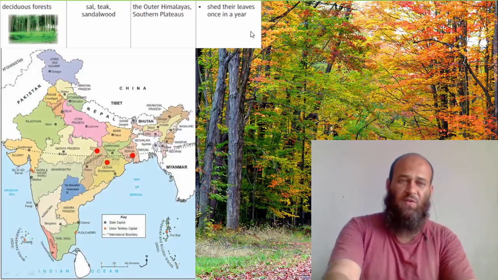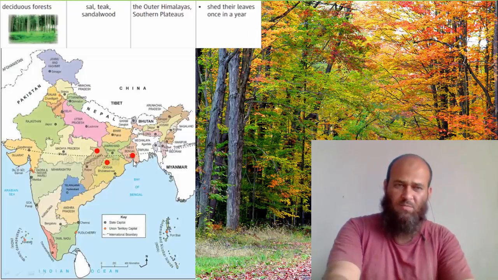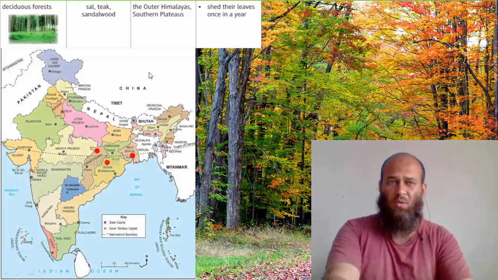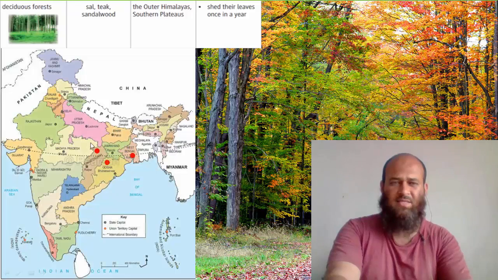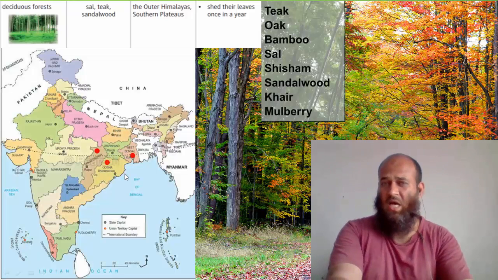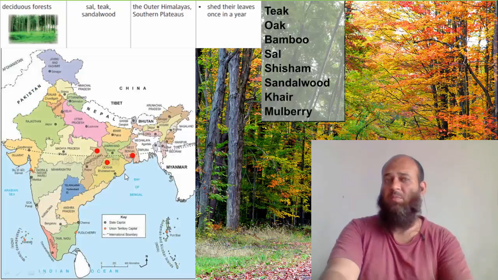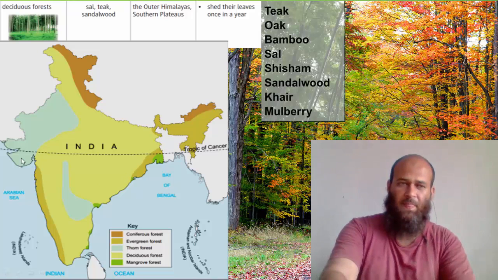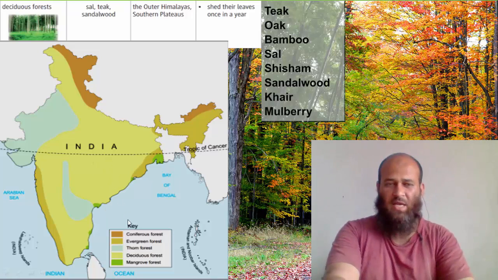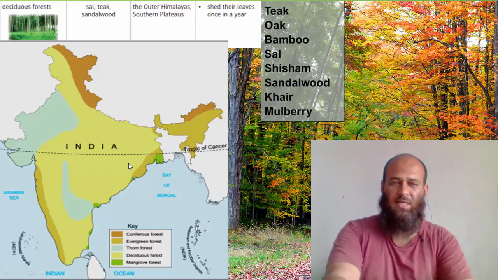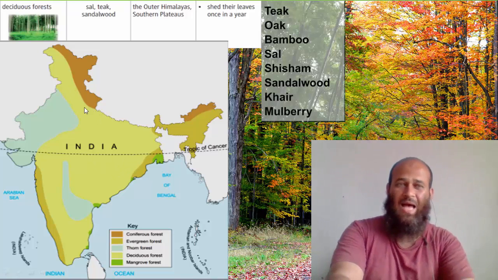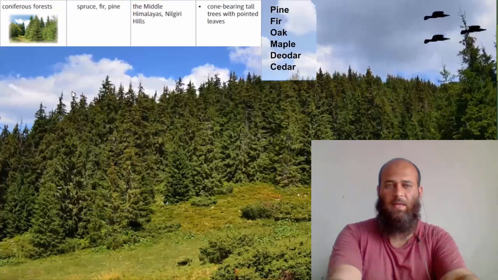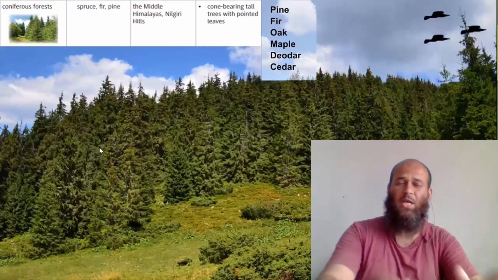Where do you find those? You find these majorly in West Bengal, Odisha, and Chhattisgarh, along with outer Himalayas, and these states are parts of southern plateaus. You have teak, oak, bamboo, sal, shisham, sandalwood, kair, and mulberry trees in abundance in deciduous forest. You see, this is the map to understand it better. You have the major regions covered up with deciduous forest here in the southern plateaus, and then outer Himalayas over here.